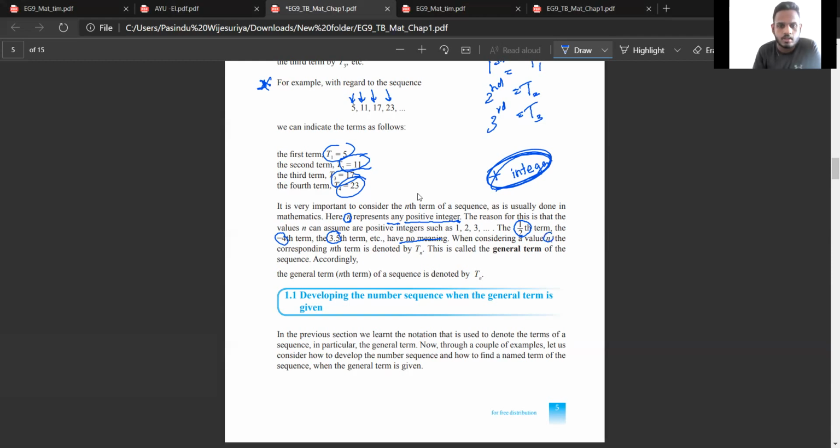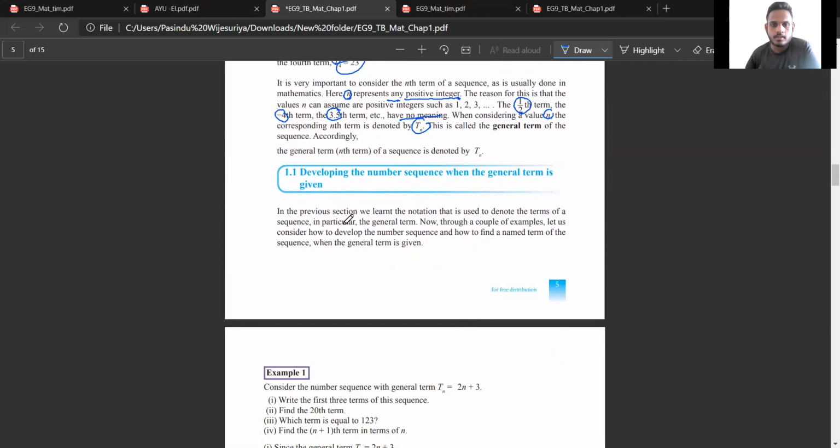So consider a value of n, the corresponding nth term is denoted by tn, just like that. Here I said the third term is t3, the nth term is tn. Just as I said, if it's the nth term, it is tn. Then this is an important part that you really have to pay attention to.